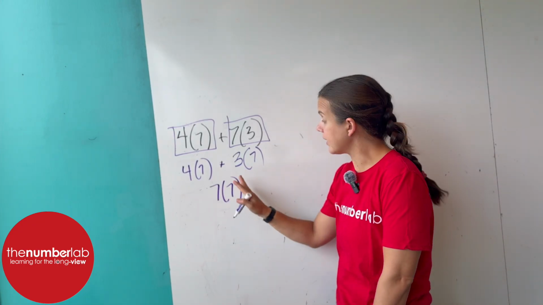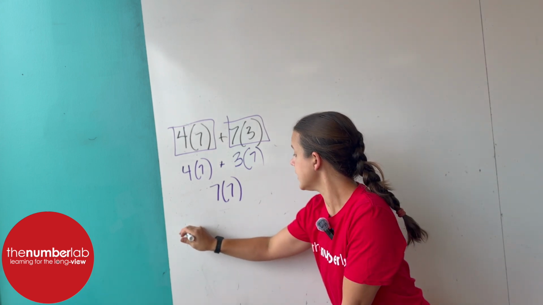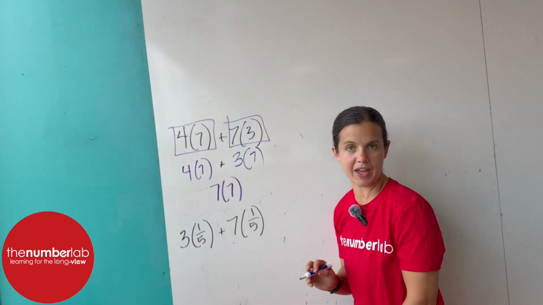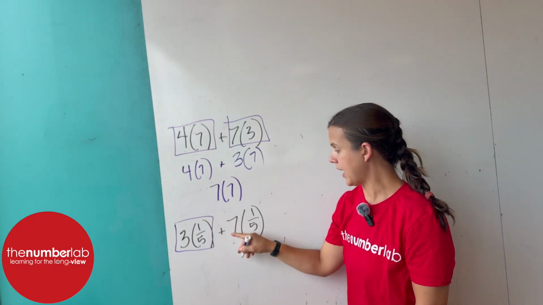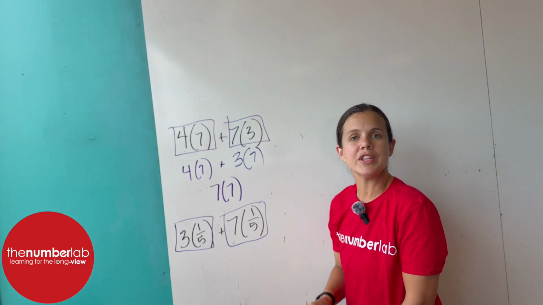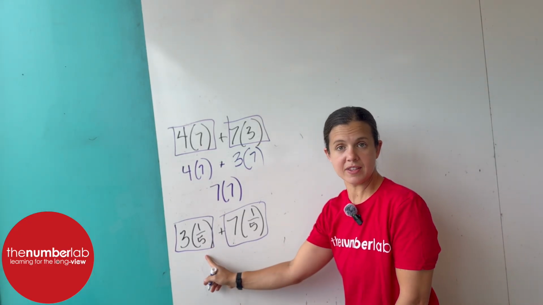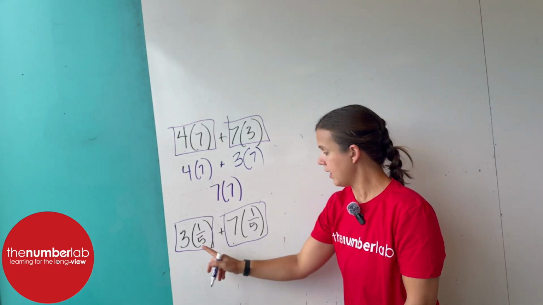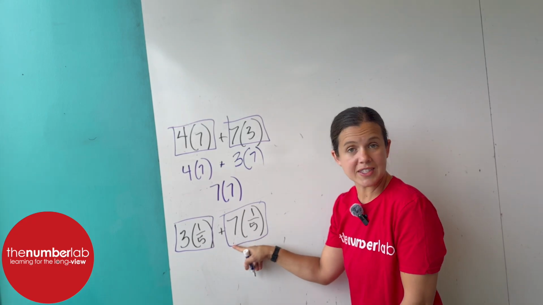And now from here, I could leave it as a count of 7's. So this then connects to an expression that looks like this. In this expression, how many terms do we have? We have 1 term, and we have a second term. And what's being counted in those terms? Well, in the first term, we're counting fifths, and we have 3 of them. And in the second term, we're counting fifths, and in this case, we have 7 of them.